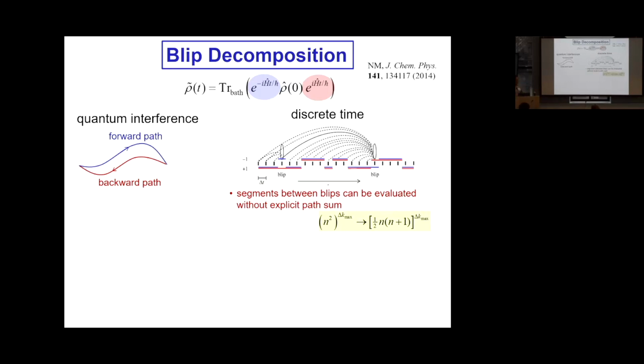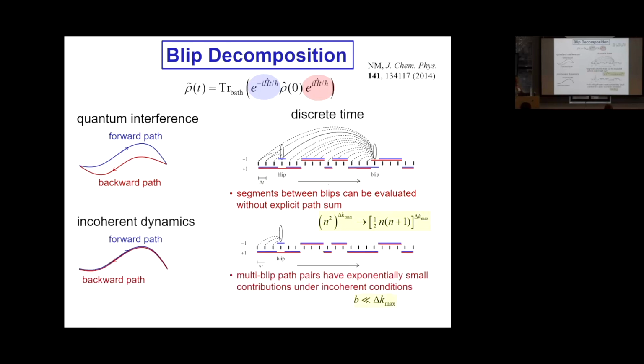Now, in addition to this, if we think about the contributions of those forward-backward path pairs, if we go toward the incoherent regime where the temperature is high and the system-bath coupling is large, then the bath tends to suppress quantum coherence. So the vast majority of paths, the pairs that differ significantly, don't contribute. They contribute 0. In other words, multi-blip path pairs have exponentially small contributions. And when you recognize this, you realize that you can use the number of blips as a systematic filtering criterion.